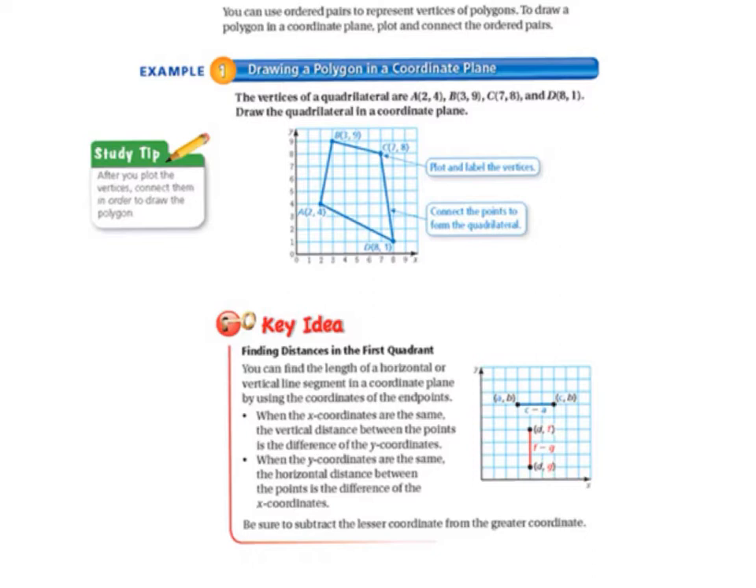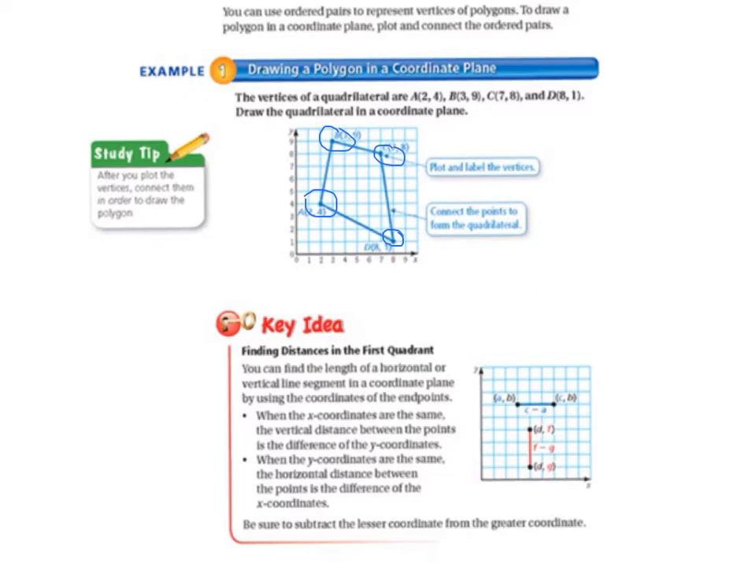At the top of the page, it says you can use ordered pairs to represent vertices of polygons. To draw a polygon in a coordinate plane, plot and connect the ordered pairs. Let's take a look at example 1. Drawing a polygon in a coordinate plane. The vertices of a quadrilateral are A (2, 4), so that one's right here, B (3, 9), C (7, 8), and D (8, 1). Draw the quadrilateral in a coordinate plane.